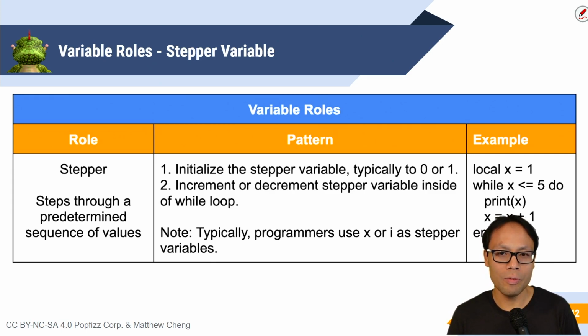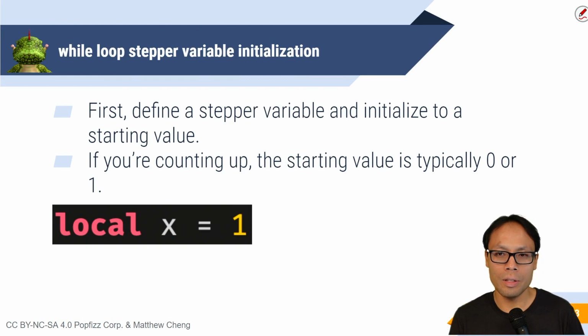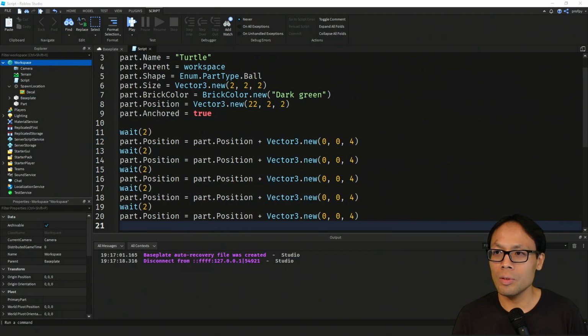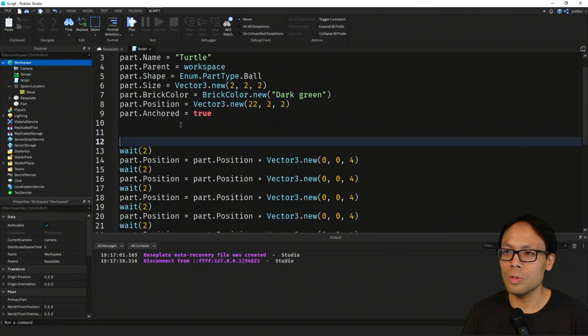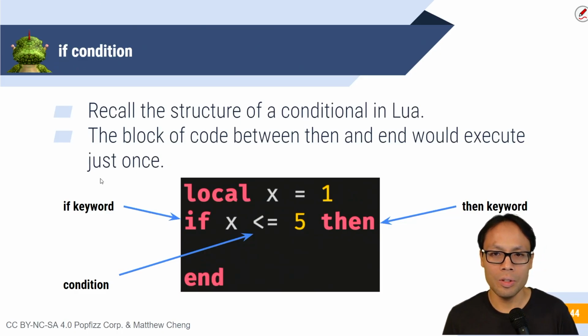We're going to use a stepper variable, and the stepper variable pattern is as follows. We're going to initialize the stepper variable. Typically, you'll initialize that to either 0 or 1. Then we're going to increment or decrement the stepper inside of the while loop. So let's go ahead and try that here. Now, first off, we're going to define the stepper variable. Again, we're going to start counting with 1. So inside of our code, we're going to initialize our stepper variable. We're going to say local x equal to 1. Now, just kind of recall the structure of a conditional in Lua.